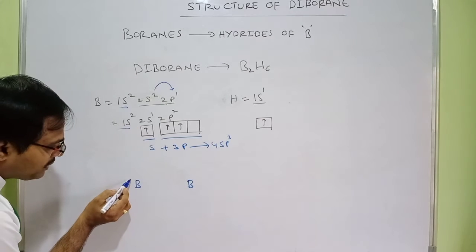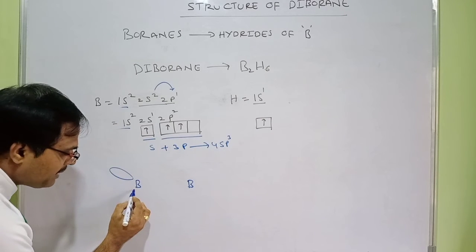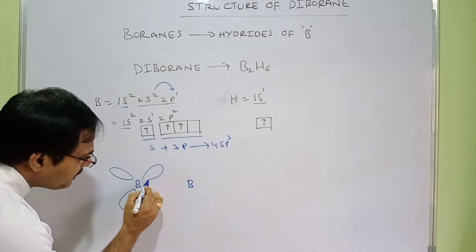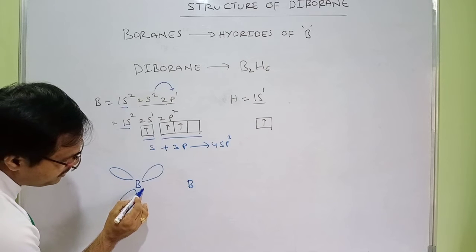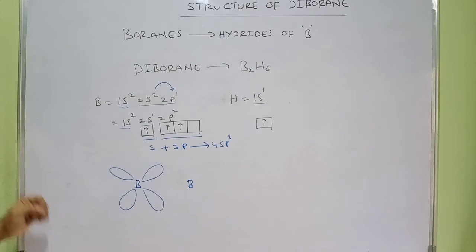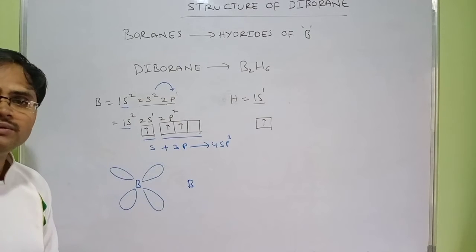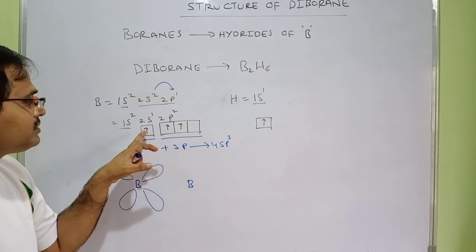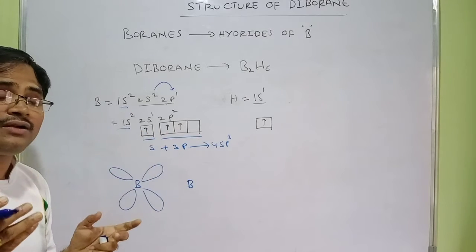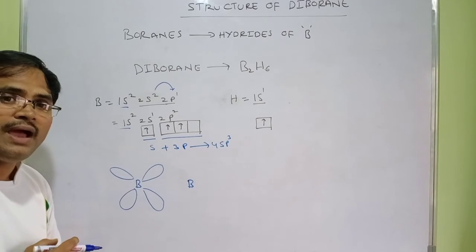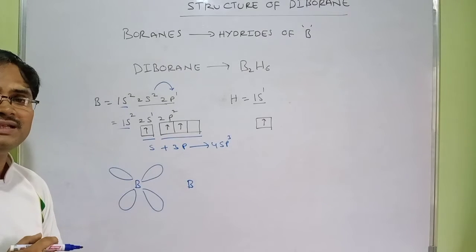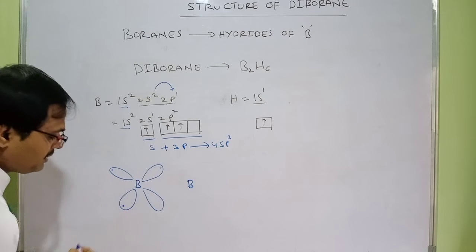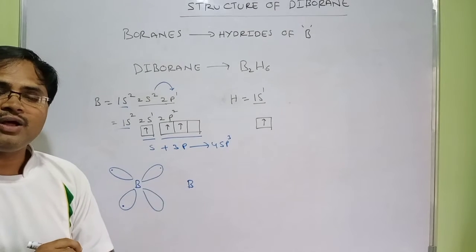So you are getting here one sp3 hybridized orbital, here one sp3 hybridized orbital, here one sp3 hybridized orbital, and here one sp3. So one boron has 4 sp3 hybrid orbitals. And how many electrons are there? 1, 2, 3. So 3 electrons are there. Even though you have 4 sp3 hybrid orbitals, you have only 3 single electrons. So let us keep one electron here, one here, and one here. Another sp3 hybrid orbital is empty.